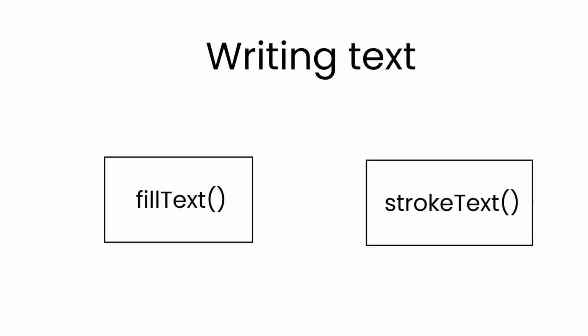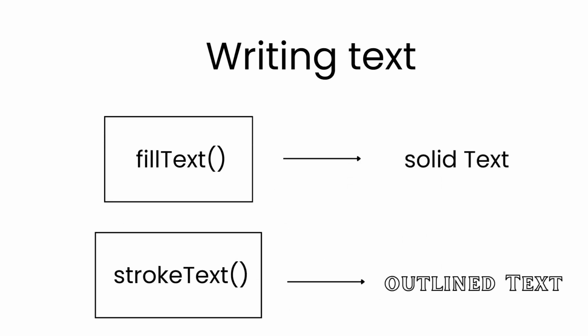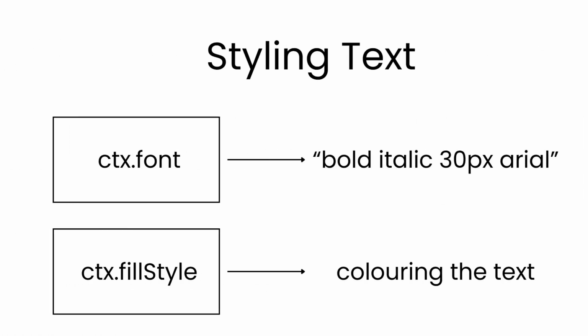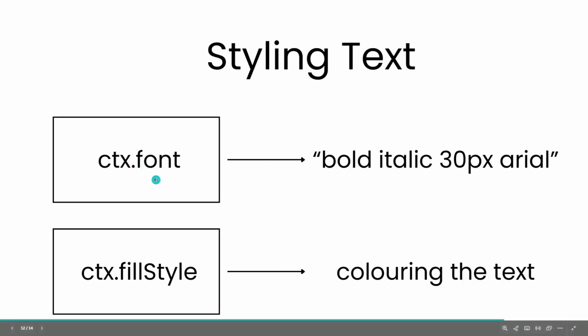Now, when wanting to write text onto our canvas, Canvas provides us with two main methods, and they are fillText and strokeText. First of all, fillText is used for drawing solid text onto our canvas, whereas strokeText is used for drawing outline text like this. And for styling the text that we draw onto our canvas using these two methods, we have styling properties. And they include, first of all, ctx.font, which is the main styling property that we use for our text.